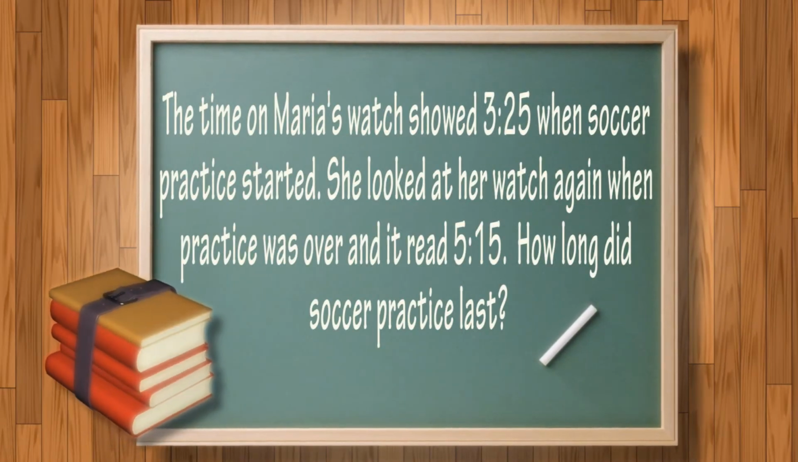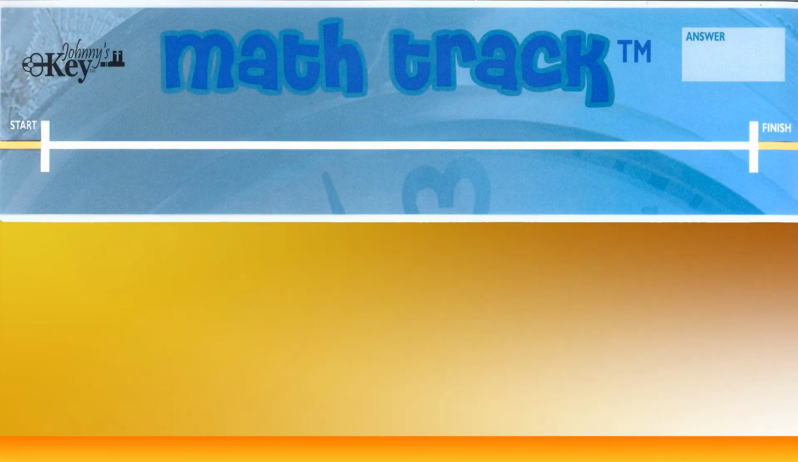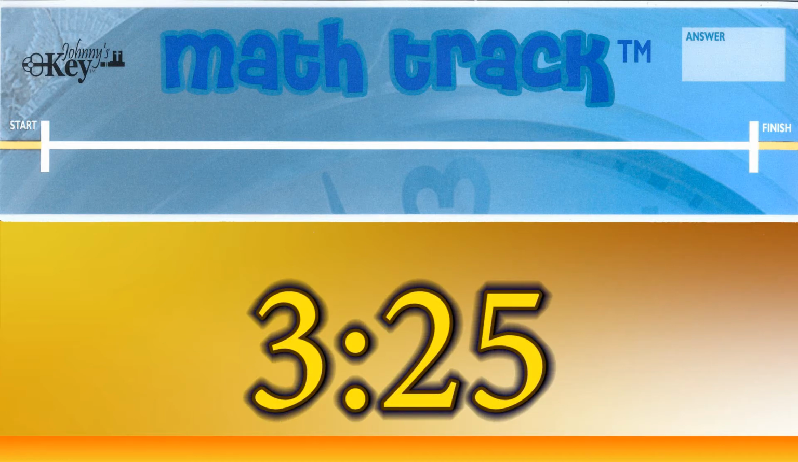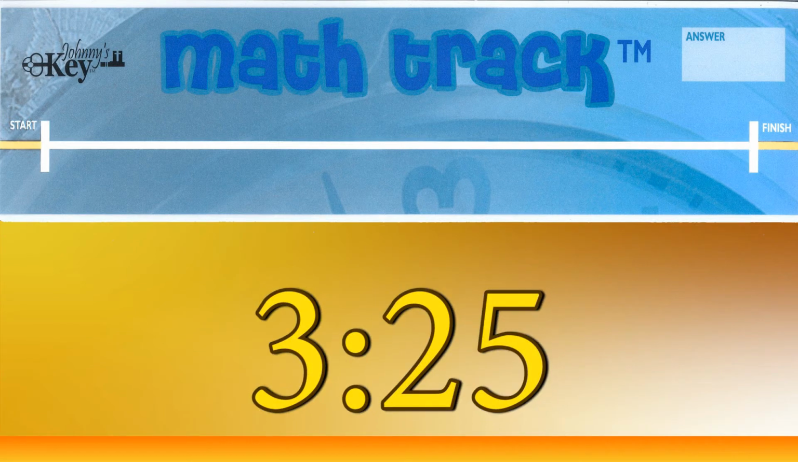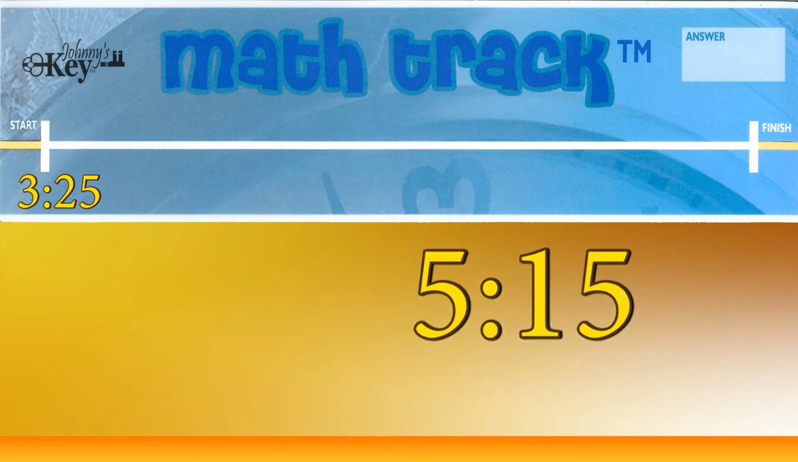The time on Maria's watch showed 3:25 when soccer practice started. She looked at her watch again when practice was over and it read 5:15. How long did soccer practice last? With your marker, write the time as 3:25 at the start and the finish time as 5:15.